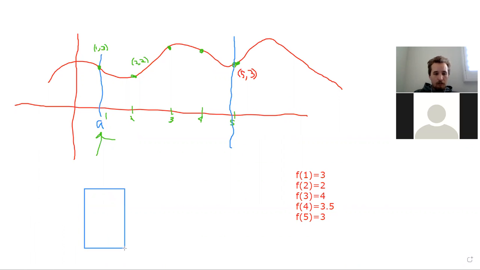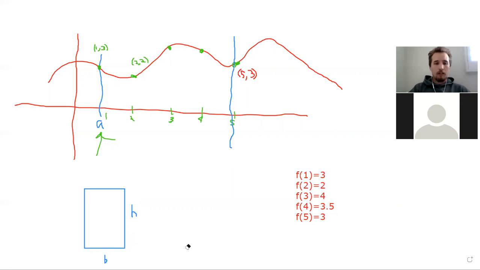Area of a rectangle, right? Not too bad, because you have base times height, right? But what if you had a trapezoid that has the same base?